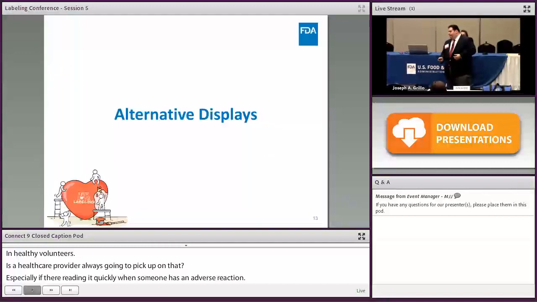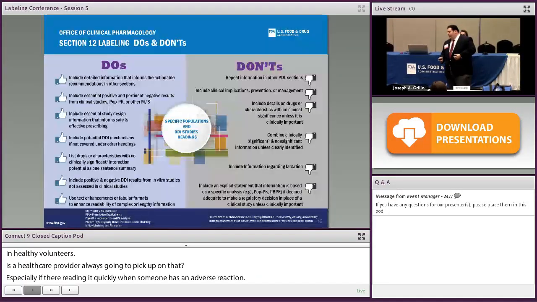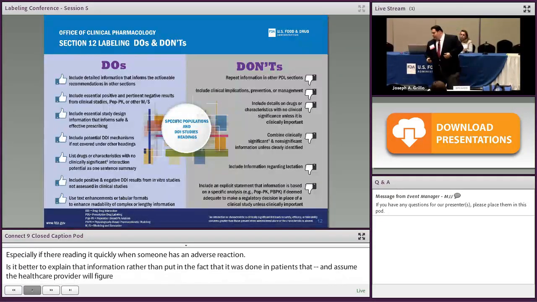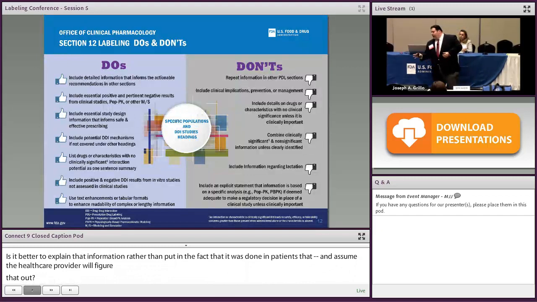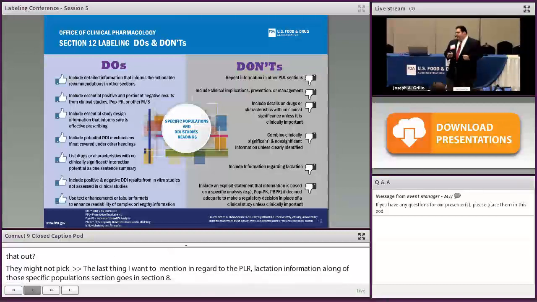So I covered it all. Oh, this is the last thing I want to mention, just with regard to the PLLR. So lactation information no longer goes in the specific population section. That goes in section 8. So just keep that in mind.